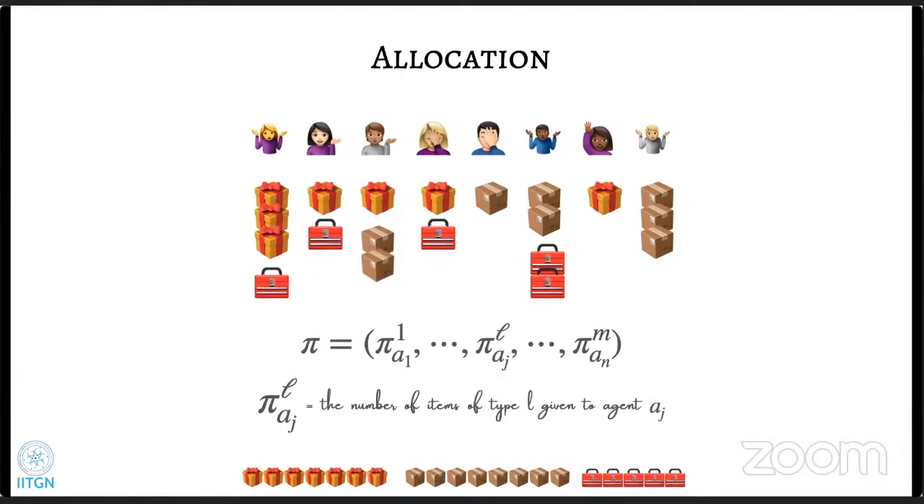And of course, for an allocation to be valid, you want to make sure that the sum of pi L AJ over all agents AJ is equal to the total number of items that are available of type L. Otherwise this allocation is not feasible. Well, at least less than or equal to is what we want to say. Technically, there's nothing in the definition that prevents you from not allocating any item at all, but we will see why that may not be so reasonable.